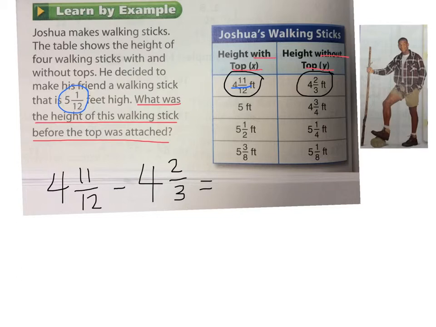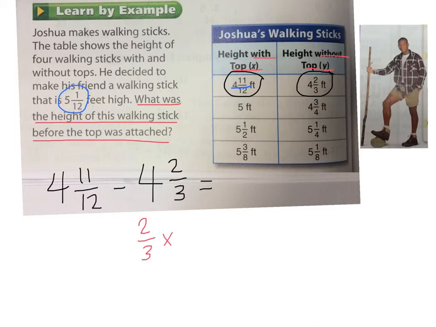Okay, which mixed number should I change? You should change both of them. Okay. Do I need to change both of them? Well, no, but I changed both. Okay, so tell us what you did. So I changed 4 2/3 into 4 8/12. How did you change it into 4 8/12? I multiplied the numerator and the denominator. Okay, so you did 2/3 times what?